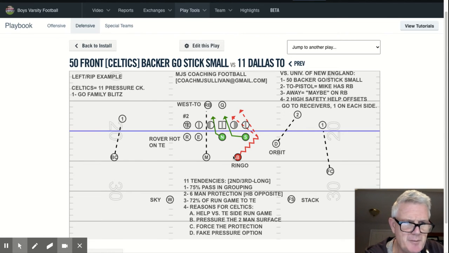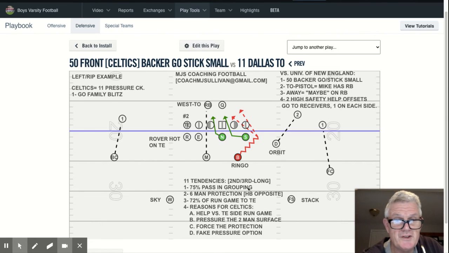So the Stick concept is simple. Defensive end on the side of the call, in this case the Stud. So Ringo, backer makes the Lucky Ringo. He executes the two-gap reduction, sticks into A, which bumps the nose away from the call, slant A.